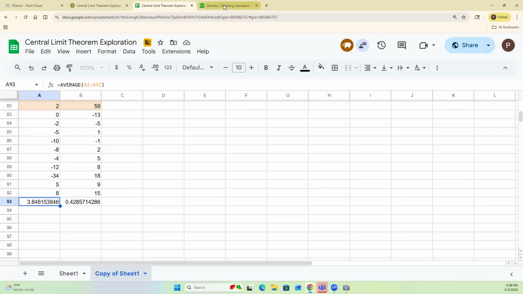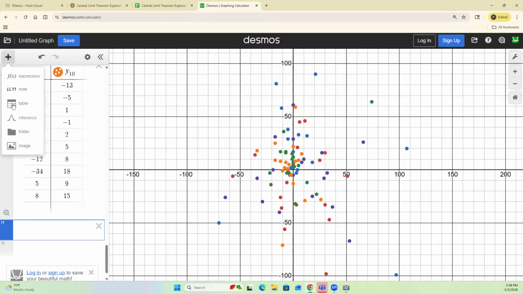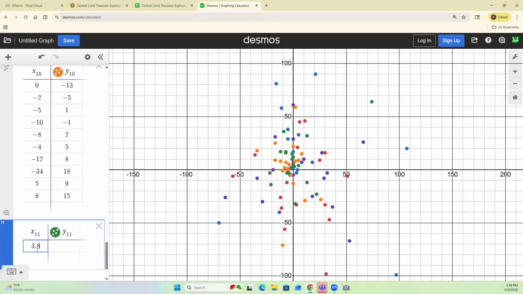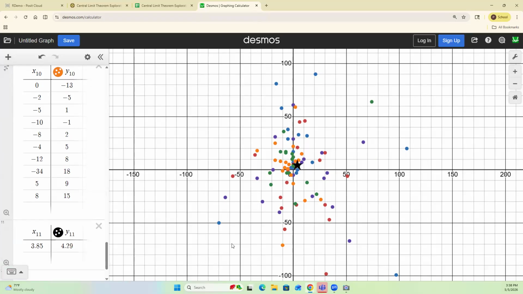Let's go ahead and put that on our visual, 3.85 and 4.29, okay? And one of the nice things about Desmos is I can change some of that information. There it is. That was our overall average. How do we do overall in terms of the average? Pretty darn good, right? Very close to the expected value, right?